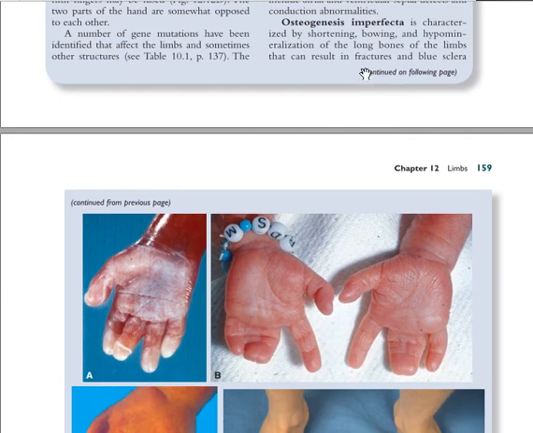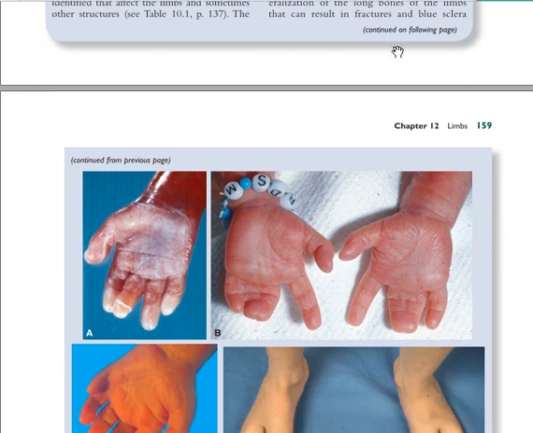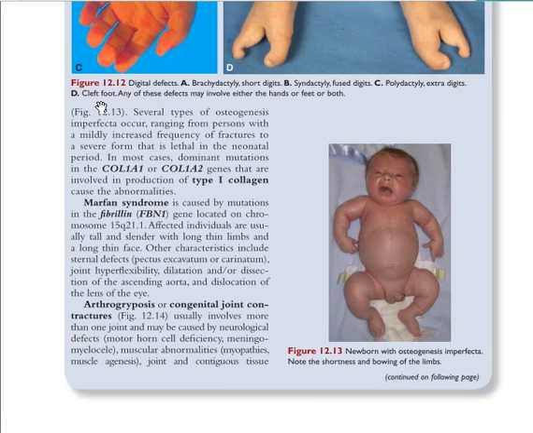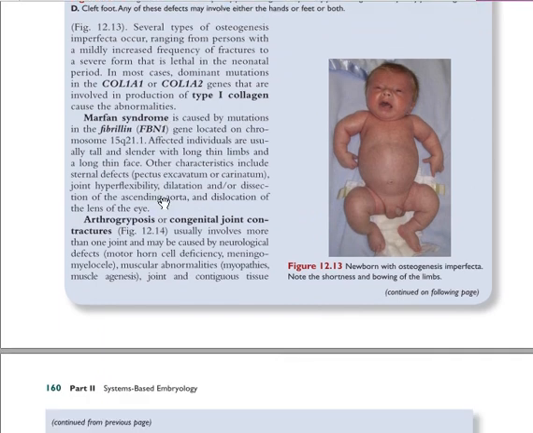So osteogenesis imperfecta is going to be characterized by shortening, bowing, and hypomineralization of long bones. All these are characteristics of rickets when you have lack of vitamin D. Is it clear? These are examples. This is brachydactyly, this is syndactyly, fused fingers, this is polydactyly, extra finger, and this is a cleft foot. Now you can visualize here, there are several types of osteogenesis imperfecta, ranging from persons with mildly increased frequency of fractures to different types.